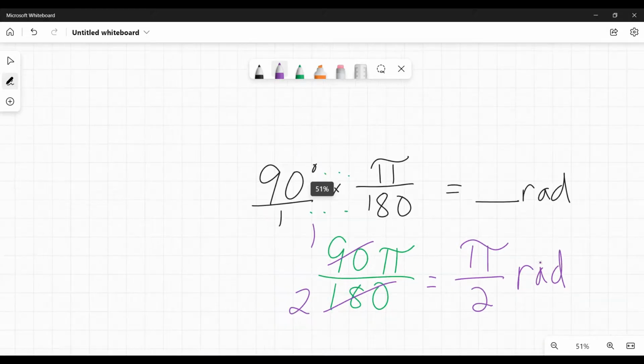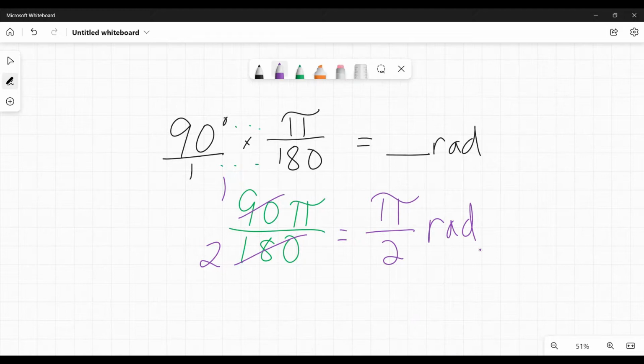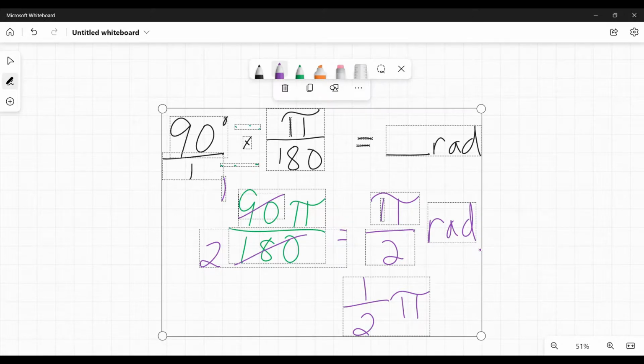Now in other algebra problems, if you got an answer like pi over 2, there would be cases where your teacher would prefer you to write 1/2 pi as your answer. However, when we're talking about radians, leaving the pi in the numerator is the acceptable standard way. It's pi over 2. So just leave it like that.